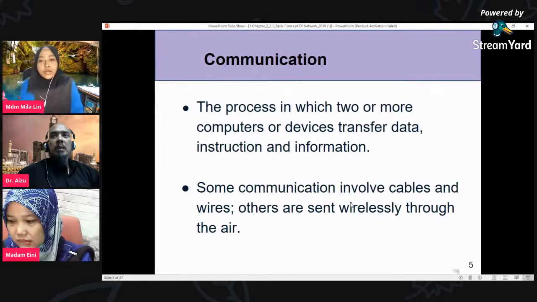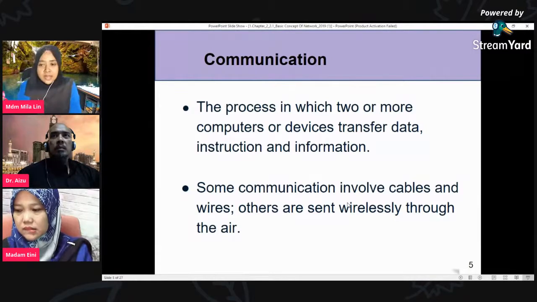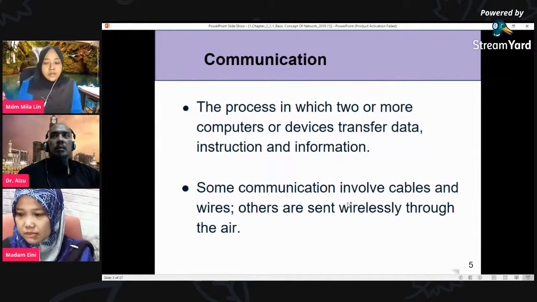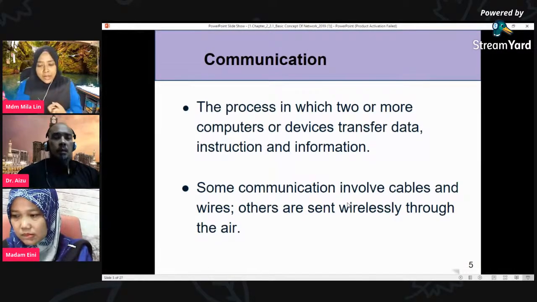Okay, next we go to the communication. We have two terms to describe the communication. The first is the process in which two or more computers or devices transfer data or instruction and information. And some communication involves cables and wires. So we have cabling or wireless to set up the network.